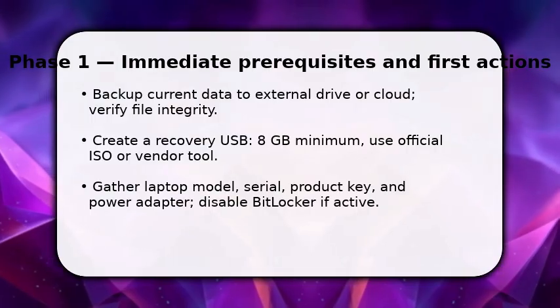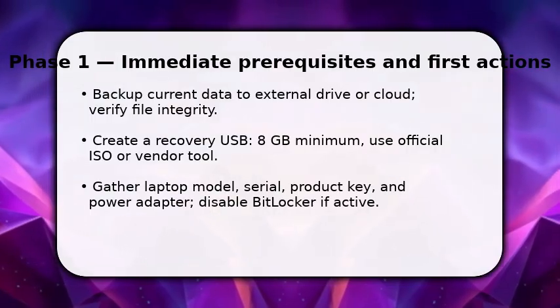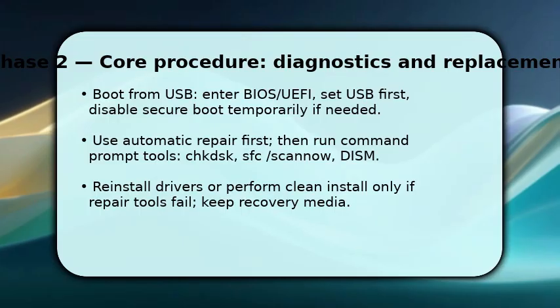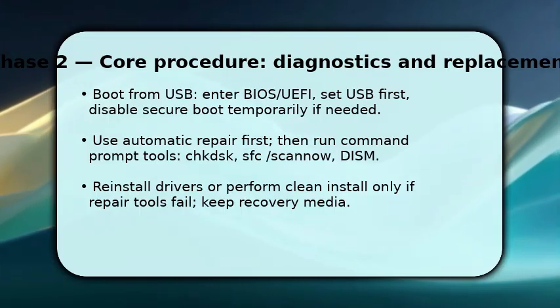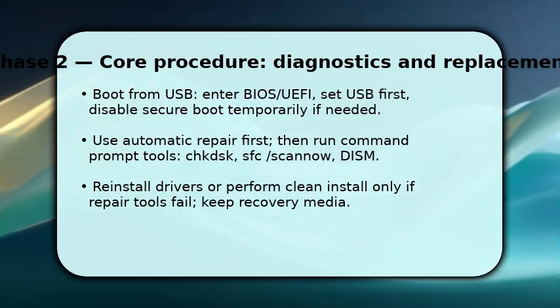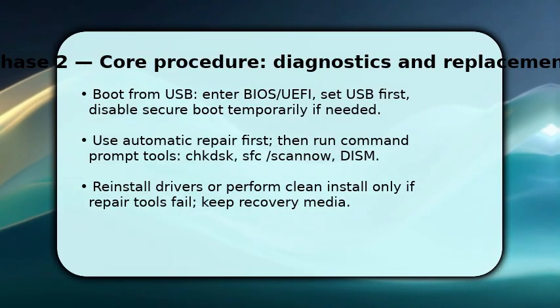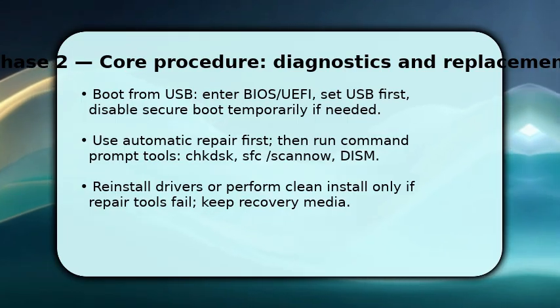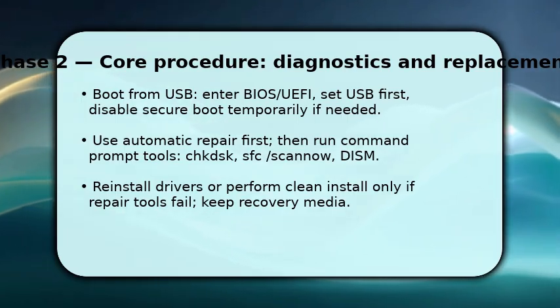Once done preparing, boot from the recovery USB by entering BIOS or UEFI and setting USB as the first device. Temporarily disable Secure Boot if the media won't start. Use the automated repair tool first. It's fastest and fixes common boot issues.